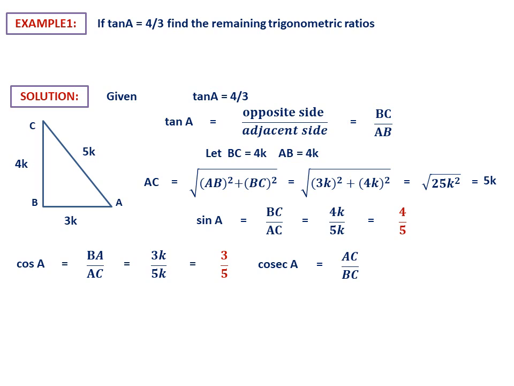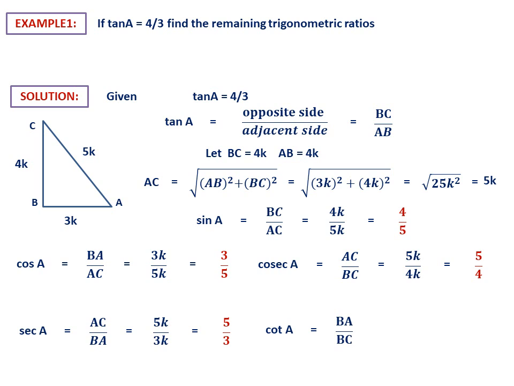Similarly, cosec A will be equal to AC by BC, hypotenuse divided by opposite. Therefore, that will be equal to 5K by 4K. Cancelling K, we get 5 by 4. You can see sine and cosec are reciprocals, 4 by 5 and 5 by 4. Similarly, we can find sec A, that is equal to AC by BA. So, it is the reciprocal of cos. So, 5K by 3K, which is 5 by 3.